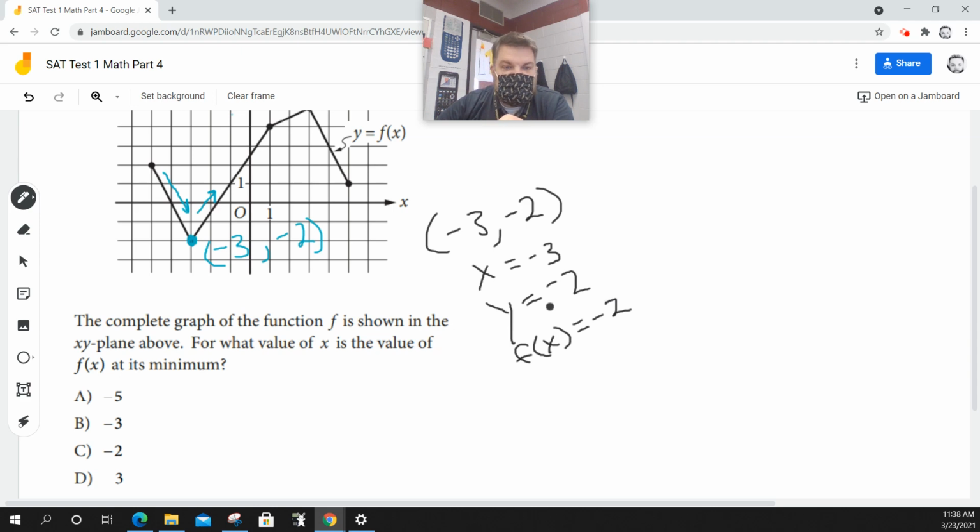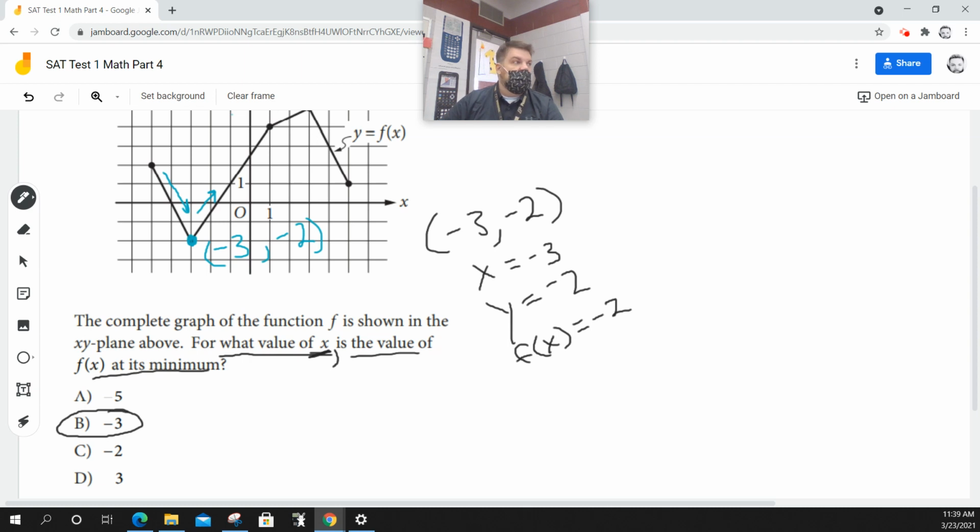So the question says, at what value of x is the value of f of x at a minimum? So which number is it? Is it -3 or -2? -3, why would you say that? Yeah, it says what value of x. That's what they're asking you, and then this is the condition, right? So it's -3.